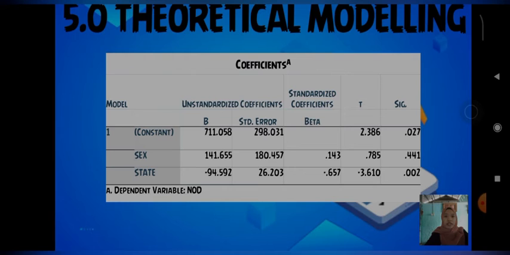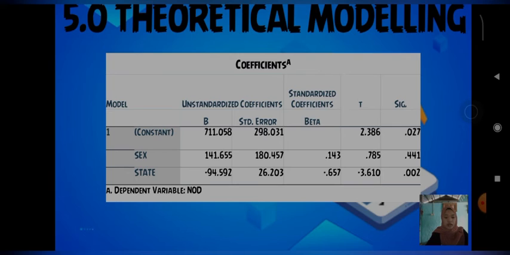Now I want to present number 5, theoretical modeling. First, we find coefficient using SPSS. The equation, number of deaths equals 711.058 plus 141.655 for sex minus 94.592 for state. Thus, for every unit increase in sex, number of deaths is expected to increase by 141.655, provided the other variable remains the same.